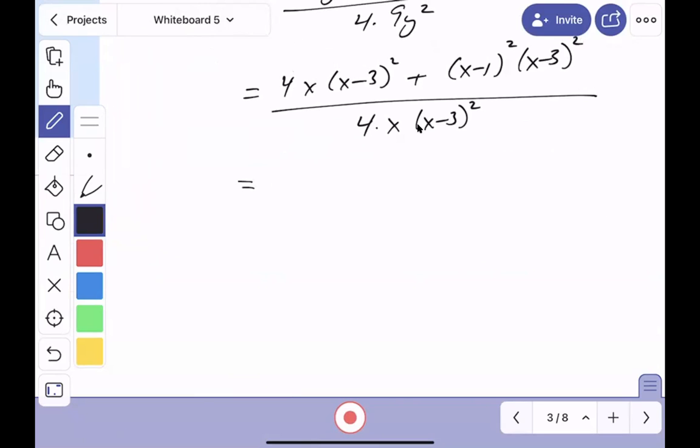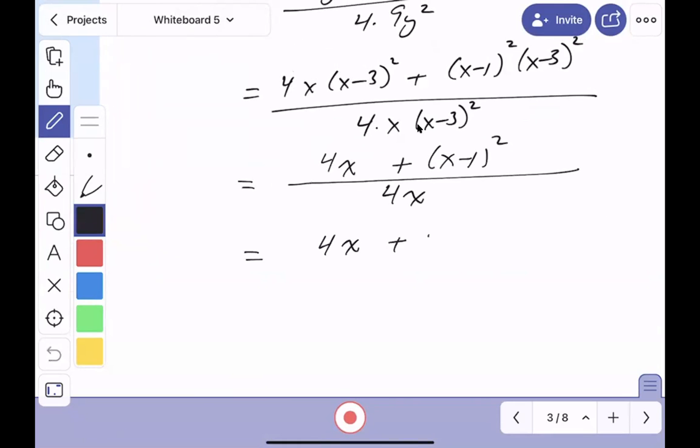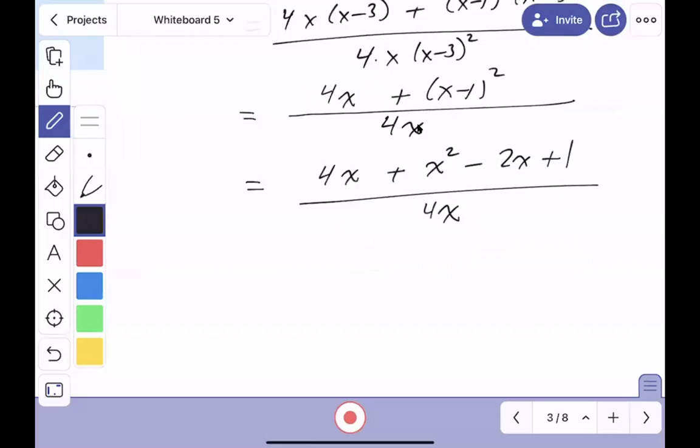So what do I do? I would probably divide through by x minus 3 squared. And what would you get? Well, 4x plus x minus 1 squared. By the way, after doing all that work, you may say, I don't even know why I did all that work. And it's possible. You do work and at the end of the day, say, why did I do that? I don't know. Keep going.